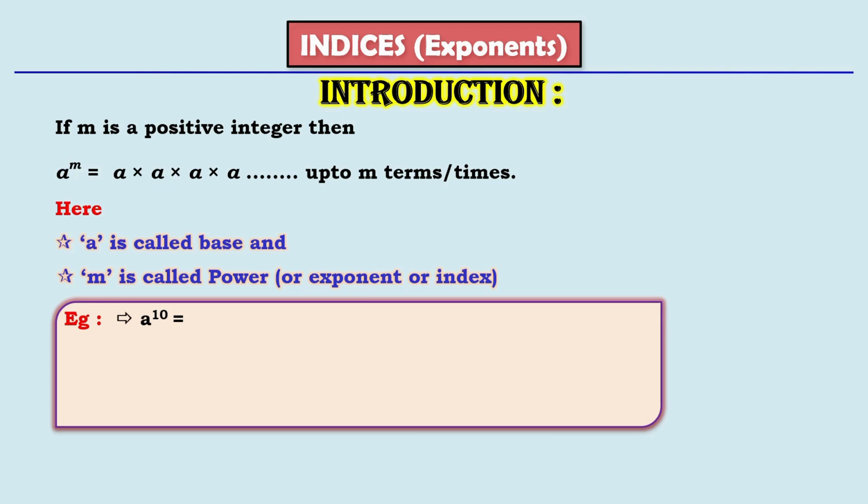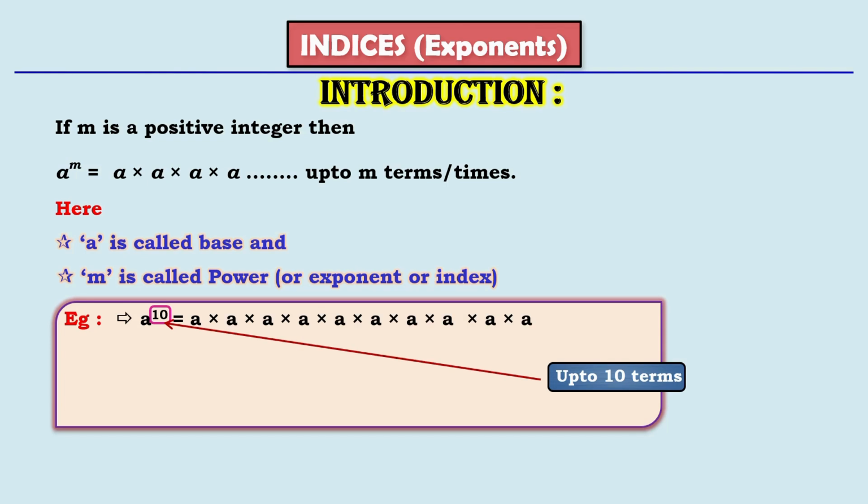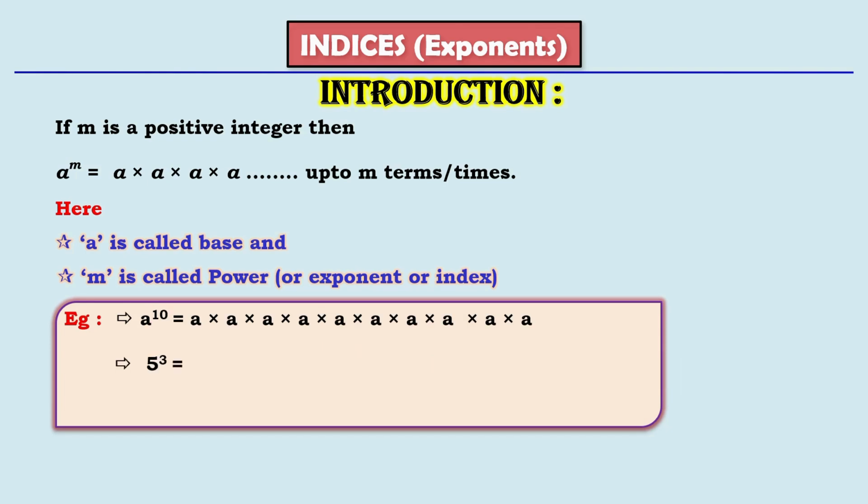Example, a to the power 10. This means a is multiplied up to 10 terms. Another example, 5 to the power 3. This means 5 is multiplied up to 3 terms. One more example, m to the power 4. This means m is multiplied up to 4 terms.